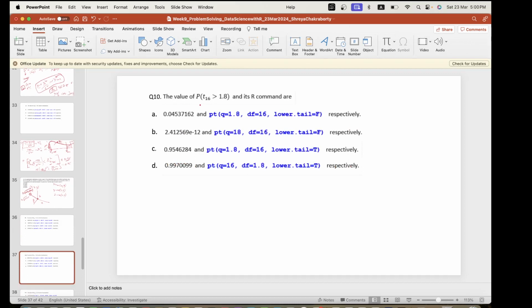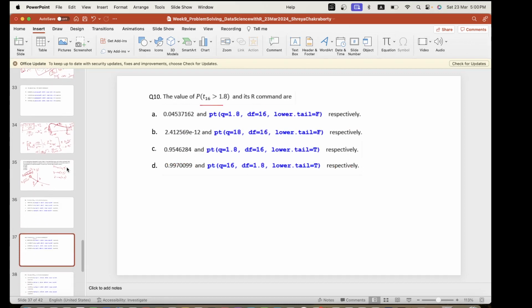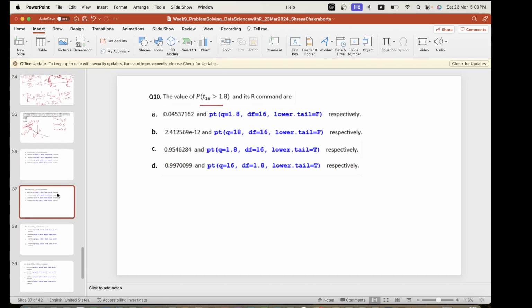So same thing with t distribution and f distribution. So t is actually a standard normal distribution divided by root mean of the chi-square distribution. This is Tn.